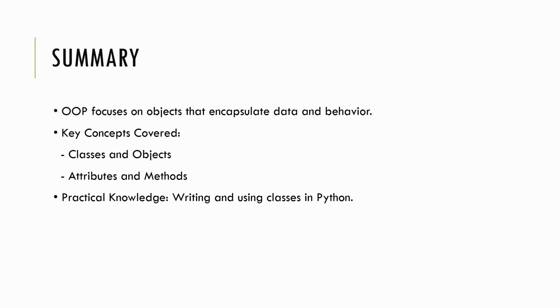To wrap up, today we explored the basics of object-oriented programming in Python. Here's a quick recap. Classes are blueprints for creating objects. Objects hold data, or attributes, and perform actions, or methods. We also covered the importance of attributes and methods in defining the behavior and data of objects. OOP helps make your code more modular, reusable, and scalable.